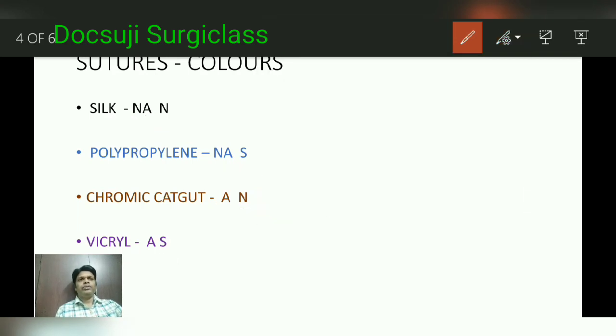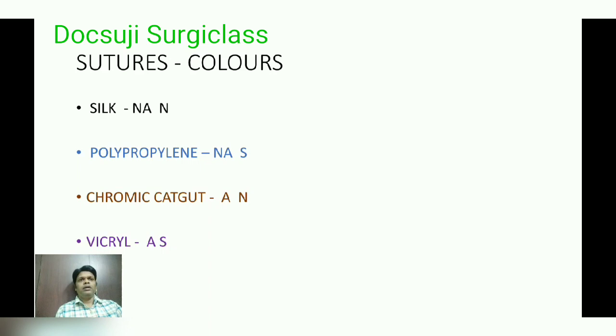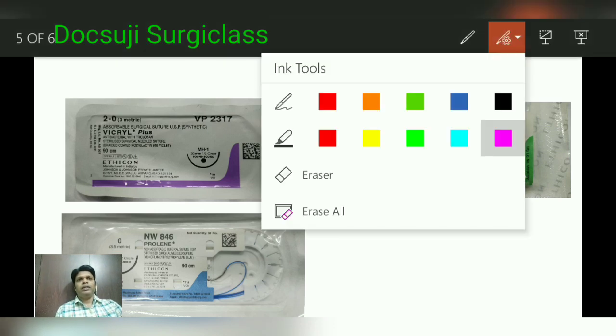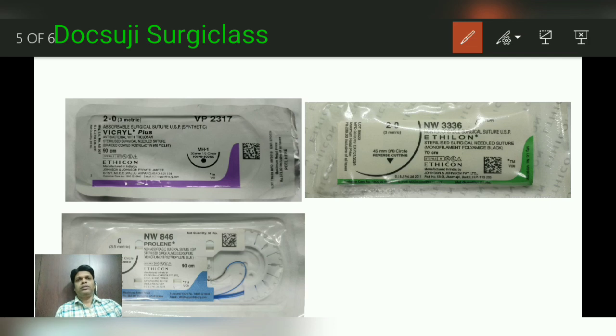So with that I will show some pictures of the suture material. Here you can see this is the violet color, that is the Vicryl. This is a Vicryl material. And this one is the polypropylene, and this one is the Ethilon, that is the polyamide.